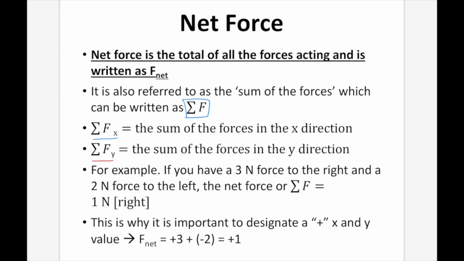This is why it's important to designate a positive x and a positive y value. By doing so, we can solve Fnet by equaling it to plus 3, because it's going to the right. We said right was positive, plus negative 2, since it's going to the left, that would be a negative number. So plus 3 plus negative 2 equals plus 1.